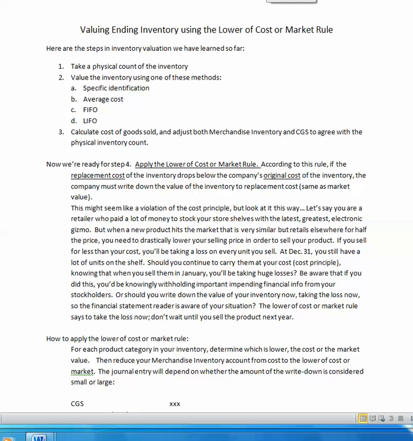This video on study objective 4 will be a little bit shorter than the ones you've just listened to. I don't consider the lower of cost or market rule to be a really big, significant piece of this chapter, but I want you to know just a little bit about it.